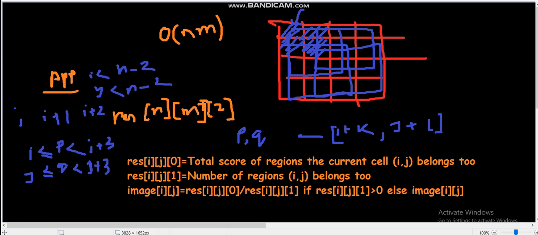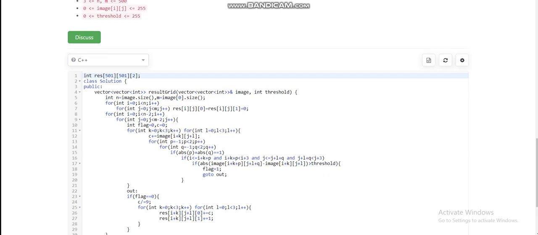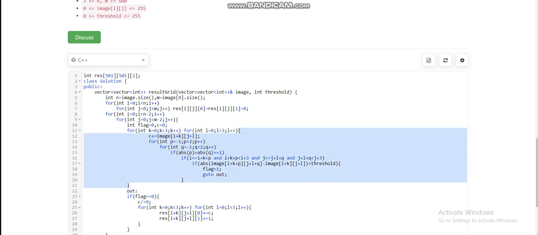So here what I am checking is that for every neighbor of i plus k and j plus l, that is our current cell, we are checking each of its neighbors. If the neighbor belongs to the current region, we are checking if their absolute difference is greater than the threshold. That means this is not a region, the current starting cell will not be a part of a region, so we are setting the flag to 1, and we are coming out of the loop. So here is the end of the loop, so we are coming out of the loop.